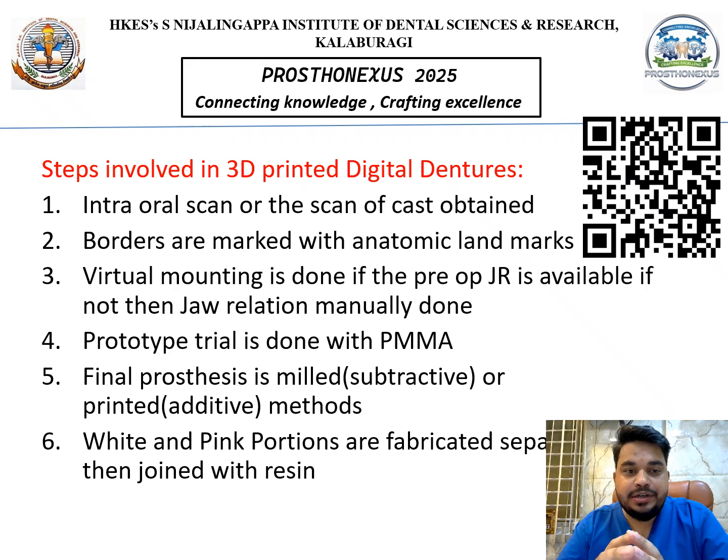So these 3D printed digital dentures also have the same procedures of importing the data and all. How they are different is here we mark the borders and then we mark the anatomical landmarks. Then once that is done, we do a virtual mounting. For virtual mounting, if you have a pre-op record, you can have the same vertical dimension and centric jaw relation which you can use. If you don't have it, then you have to manually do a jaw relation. Then that jaw relation can be scanned either with the lab scanner or your intraoral scanner, and that will be transferred to the exocad. Then once this is done, we will be doing a prototype trial with the PMMA. Then the final process is milled if everything is fine.